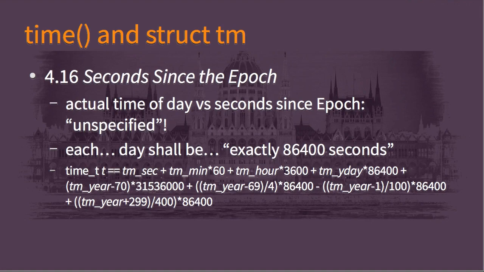Another thing that the standard does promise is that each day shall be exactly 86,400 seconds, and they give a formula relating that time integer to the various fields of the tm structure of seconds, minutes, hours, days in the year, and year number. And I've pasted that formula in there. The first line of that formula is just turning seconds into hours, minutes, and days. And the next two lines of the formula are all about calculating leap years correctly in terms of seconds, where 86,400 seconds is a day.